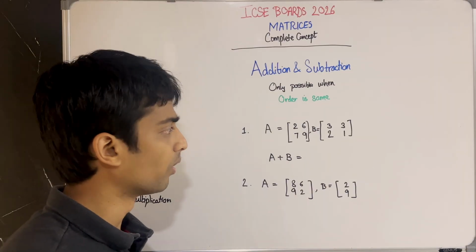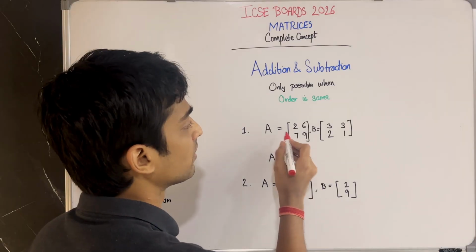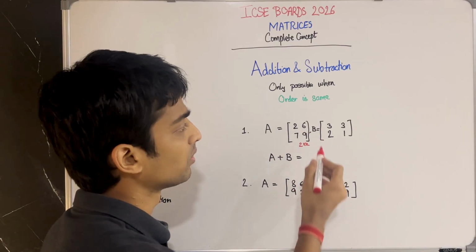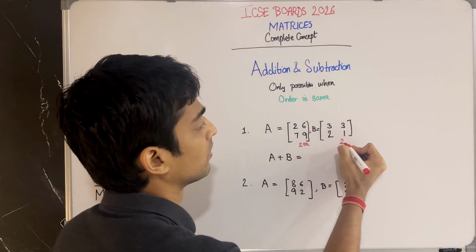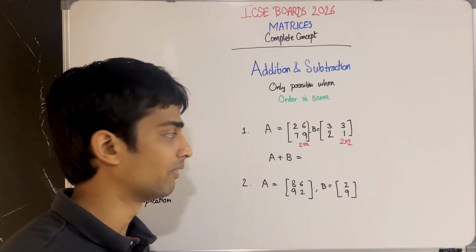Let's first find the order of each. So order of this is 2 rows, 2 columns, so 2 by 2. Order of B is also 2 by 2. Since the order is same, we can perform addition. So we have A plus B.